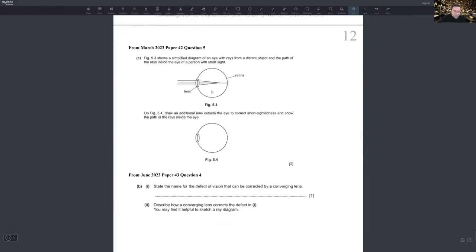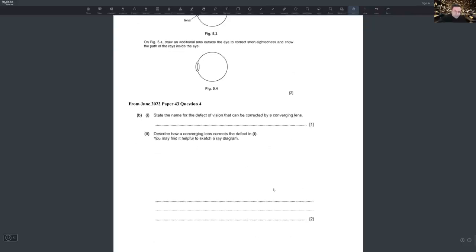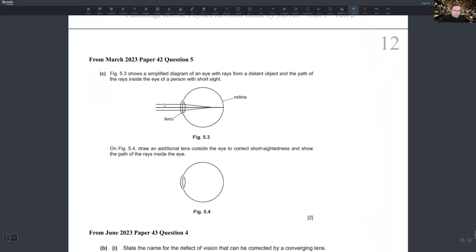And finally, just two questions about vision defects. One where you draw, and the other where you just explain the defect. First, figure 5.3 shows a simplified diagram of an eye with rays from a distant object and a path of the rays inside the eye of a person with short sight. On figure 5.4, draw an additional lens outside the eye to correct short-sightedness and show the path of the rays of light inside the eye.